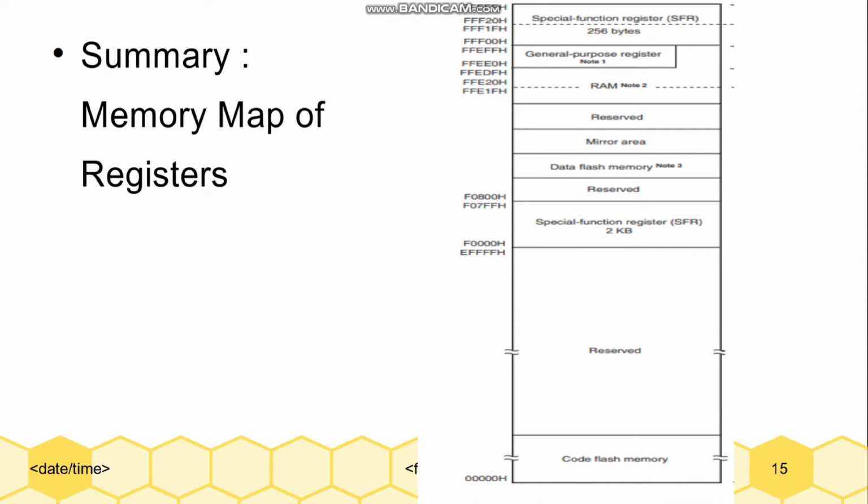Now this is the general memory map of the registers. As we can see, FFH, the top layer, is specially allocated for the special function registers. So 256 bytes are allocated, and then another 32 registers are allocated for general purpose registers, and then RAM space, and then reserved space, and then mirror area, data flash memory, and again reserved space, and then again for SFR 2 kilobytes are allocated.